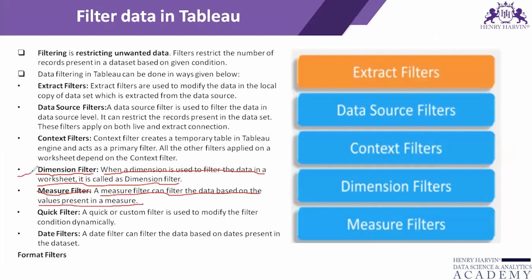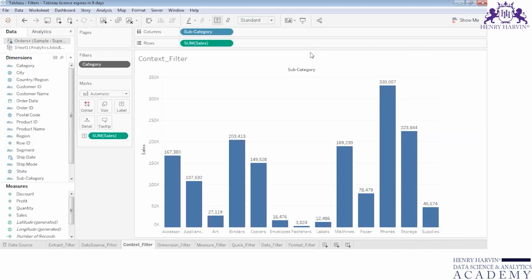A dimension filter is when the values are discrete, blue in color, and those fields when applied as filters are known as dimension filters. When the fields are continuous in nature, then those fields when used as filters are known as measure filters. So we'll see how the difference comes when we use a dimension as a filter or a measure as a filter. Let me move to this dimension filter.